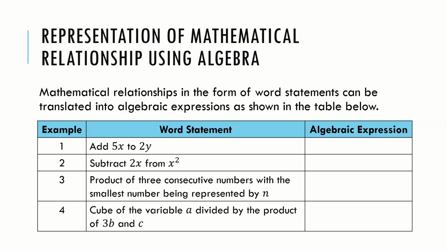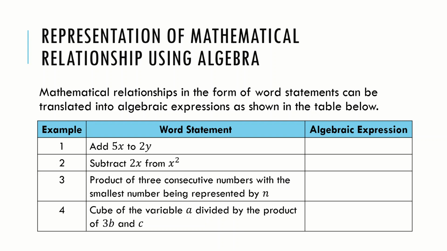Mathematical relationships in the form of word statements can be translated into algebraic expressions as shown in the table below. There are four examples and four word statements, and you have to change these word statements into their corresponding algebraic expressions. Example 1, add 5x to 2y. What will be the algebraic expression? What about subtract 2x from x squared? The third example is the product of three consecutive numbers with the smallest number being represented by n. And last, example 4 is the cube of variable a divided by the product of 3b and c.